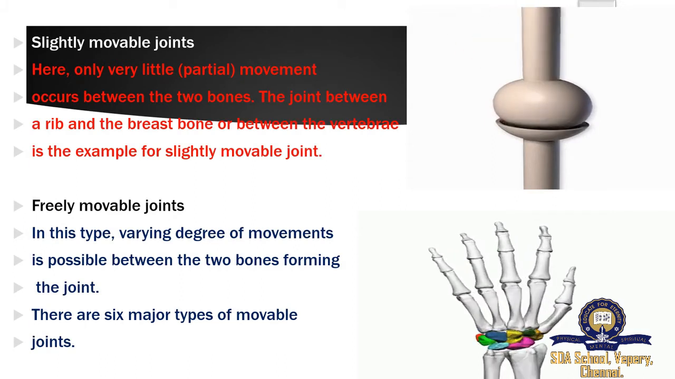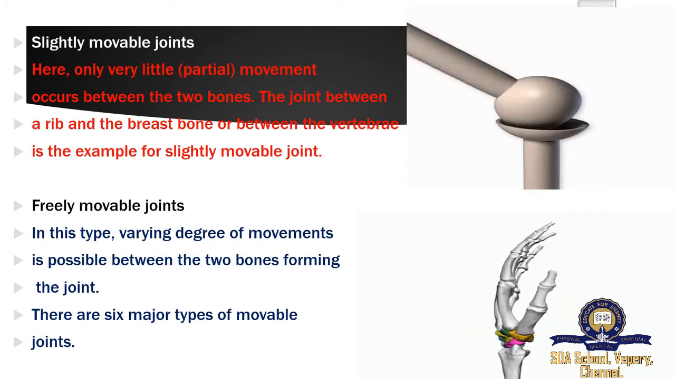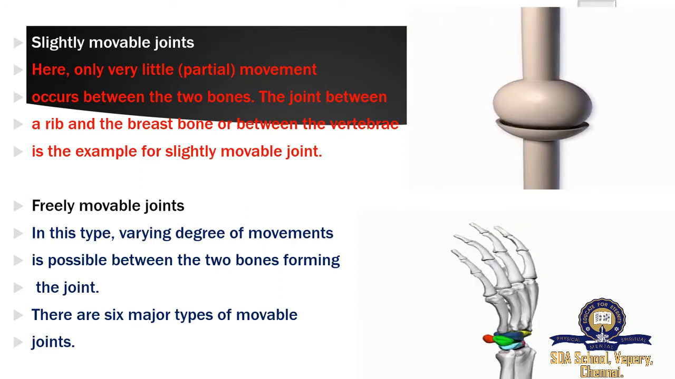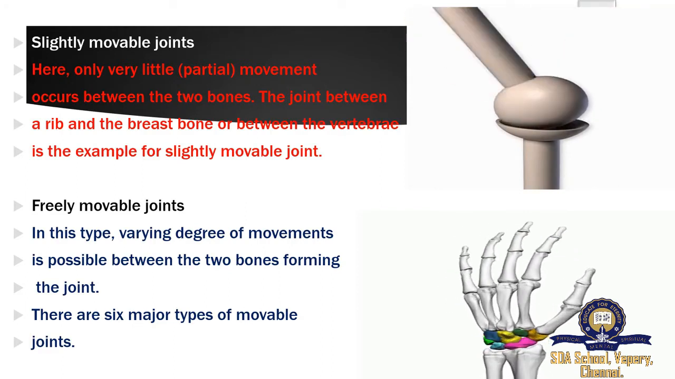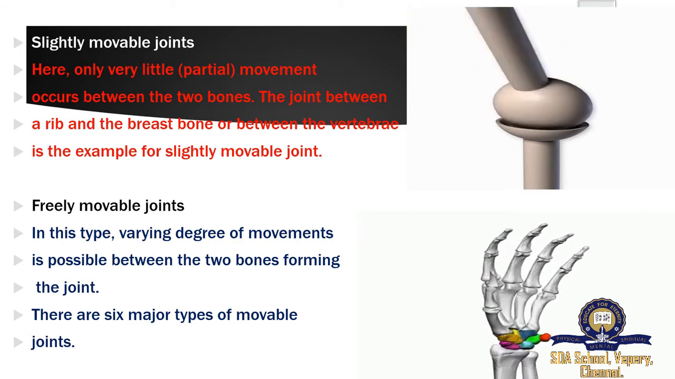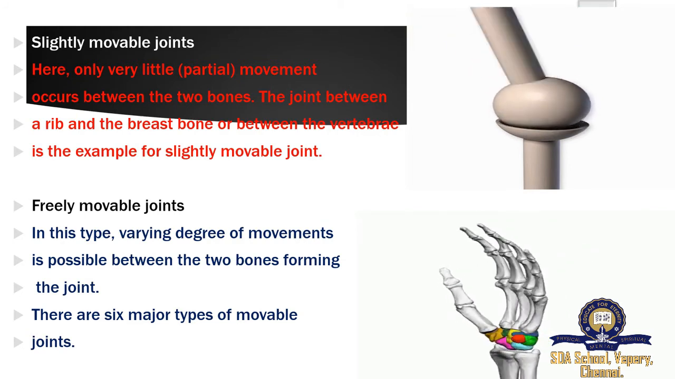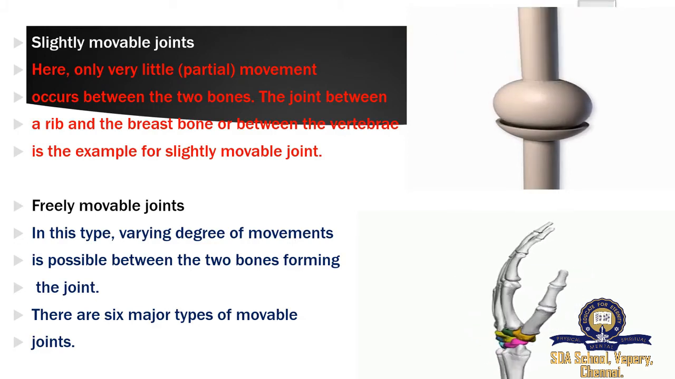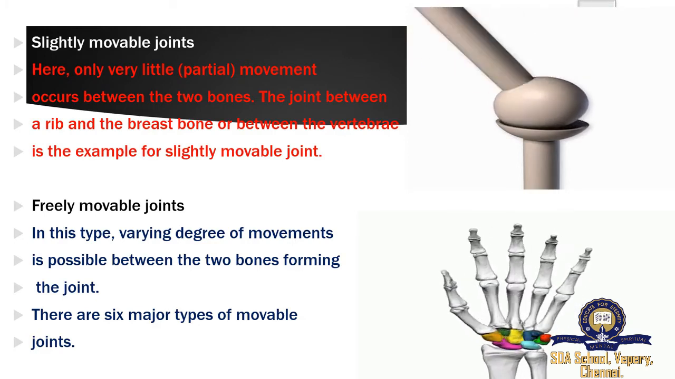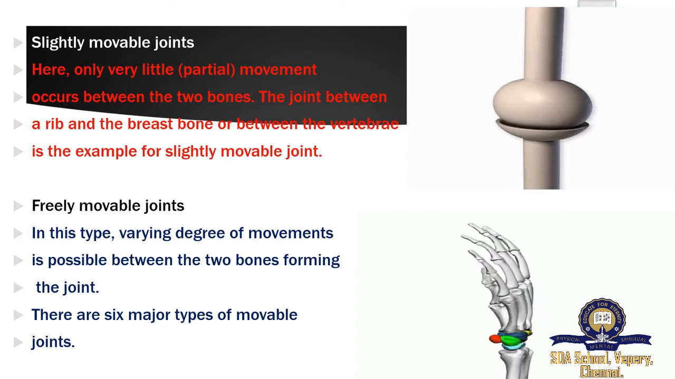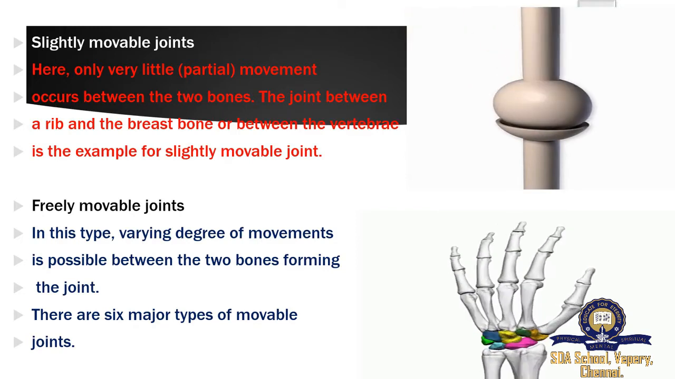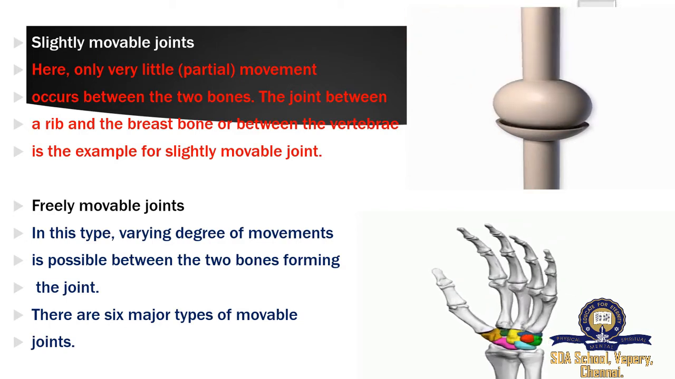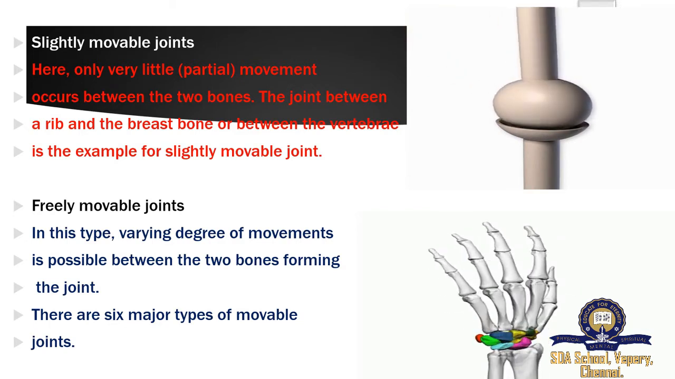Next we have a slightly movable joint. We have only a very little, partial movement taking place between the joints of the two bones. The joint between a rib and the breastbone and between the vertebrae is an example of slightly movable joints. Yes, in the rib cage, in the chest side we have ribs, and the breastbones are slightly movable. We cannot move them freely. So this is the example for slight movement.